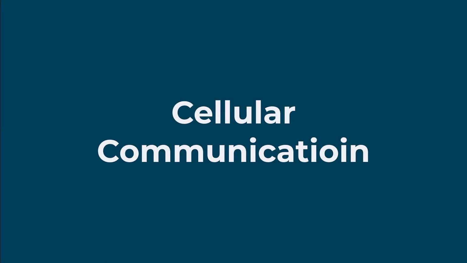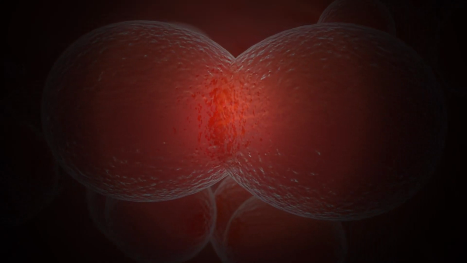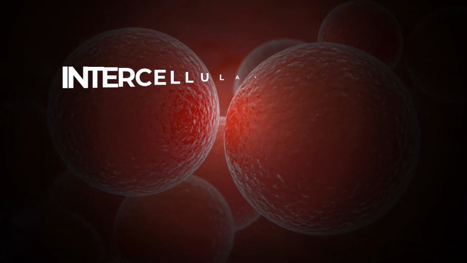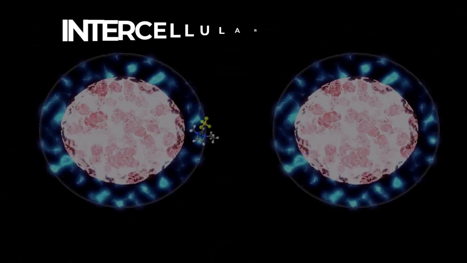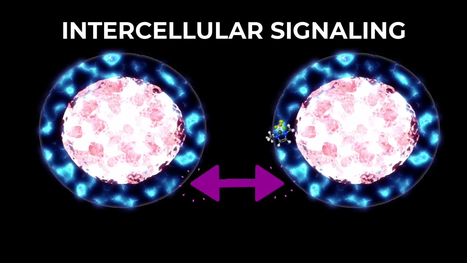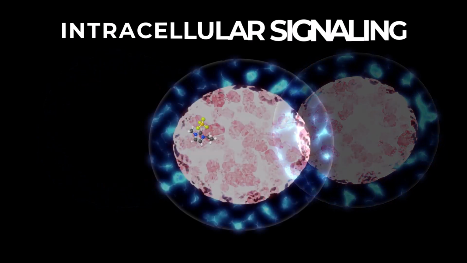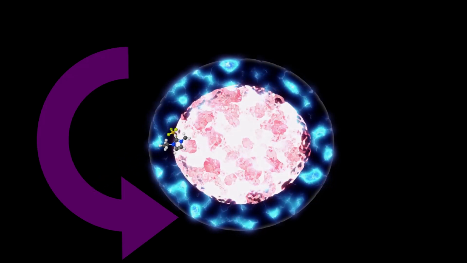Cell communication. There are two kinds of communication in the world of living cells: intercellular signaling and intracellular signaling. Intercellular signaling is communication that occurs between different cells. Intracellular signaling is communication within the same cell.